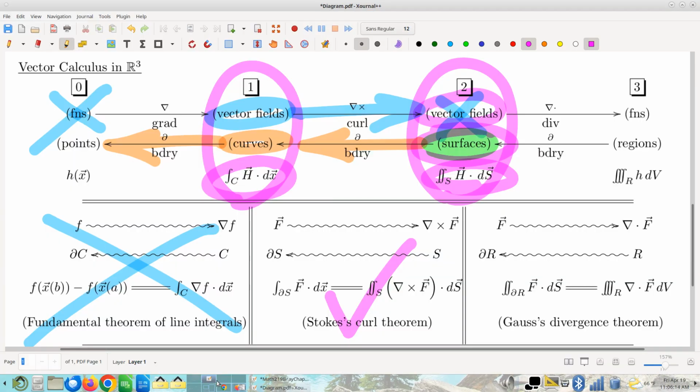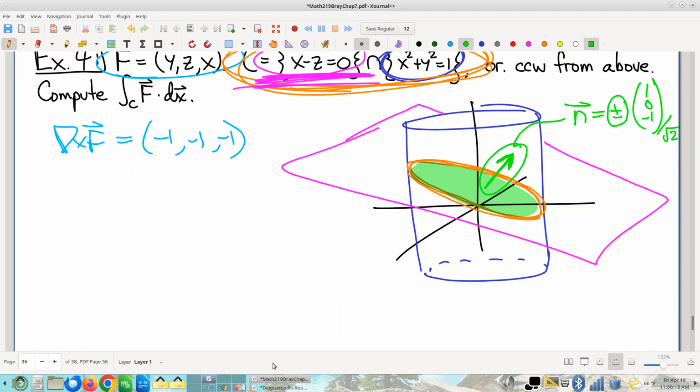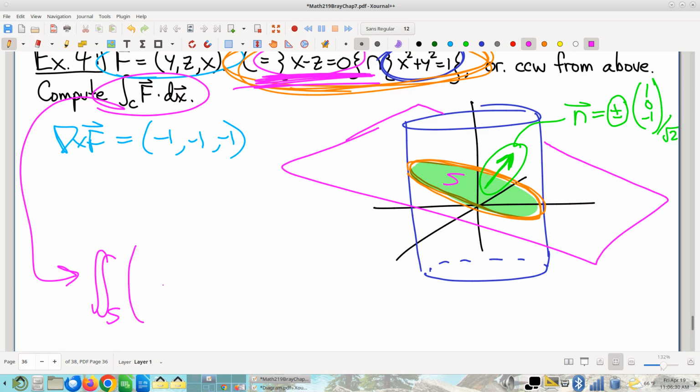I keep hitting the wrong button. So I'm going to write down Stokes' theorem here. Stokes' theorem says that the line integral is a flux through my new surface S of my curl dot dS. Okay, now wait a minute.